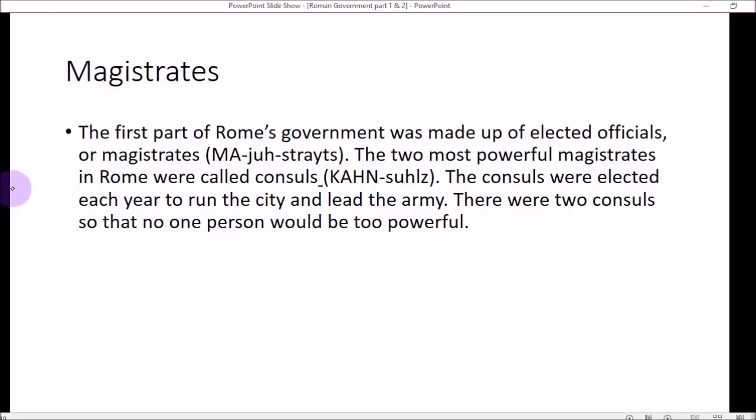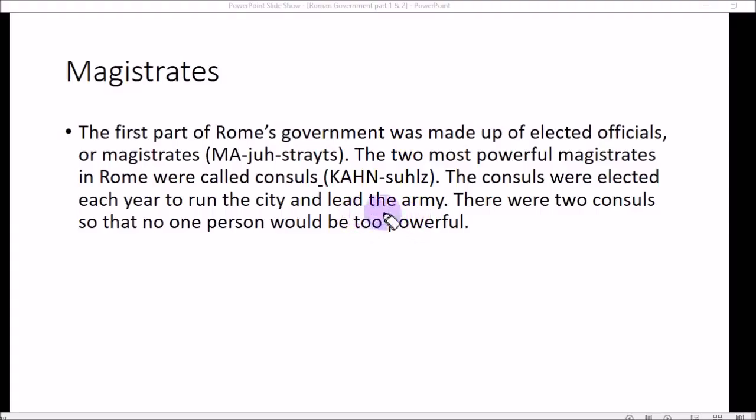Magistrates. Look for the paragraph that says magistrates. The first part of Rome's government was made up of elected officials or magistrates. The two most powerful magistrates in Rome were called consuls. The consuls were elected each year to run the city and lead the army. There were two consuls so that no one person would be too powerful.